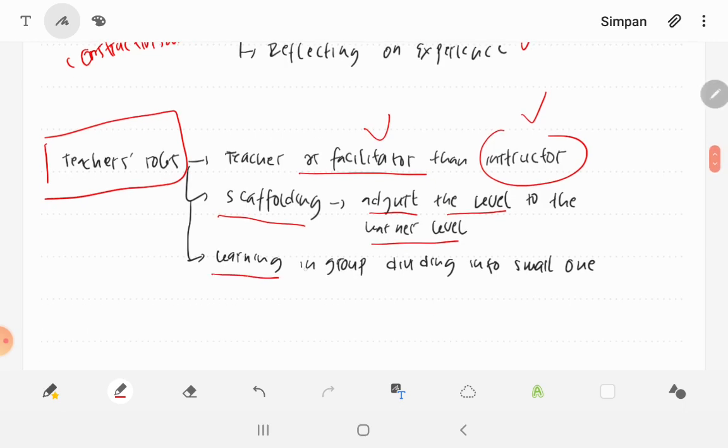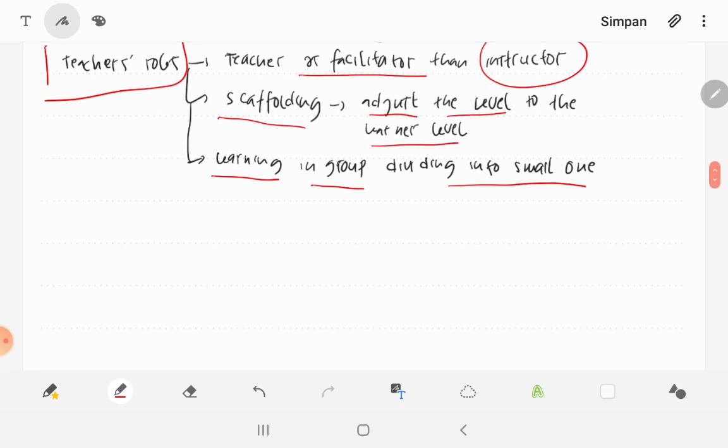The next is learning in a group, divided into small ones. So a feature of the teacher's role in cognitive constructivism theory is that sometimes the teacher teaches in a group and divides it into several small ones.